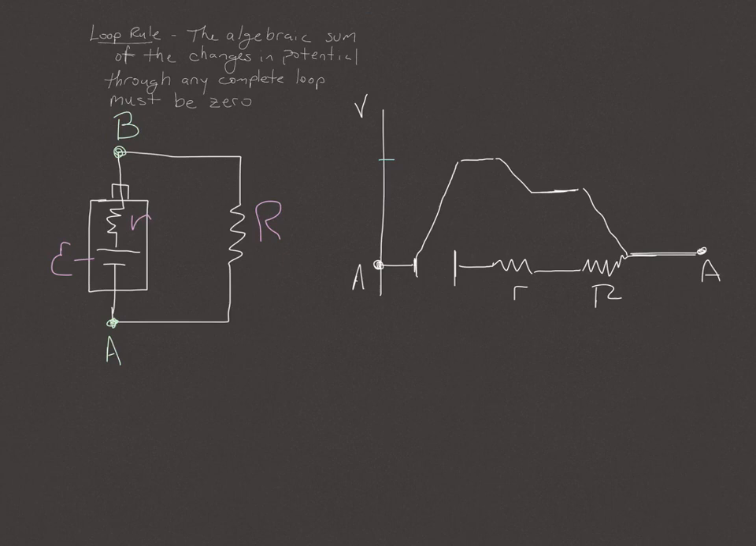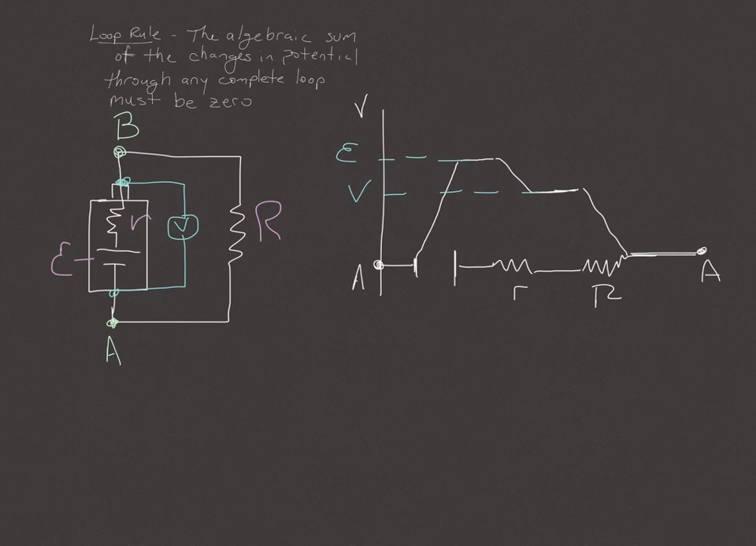This value here is the value of the EMF. This value here would be the voltage across the battery. So if I put a voltmeter on each end of the battery, as there's current flowing through it, it would read less than the EMF because of the internal resistance.